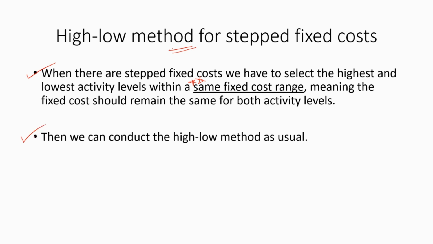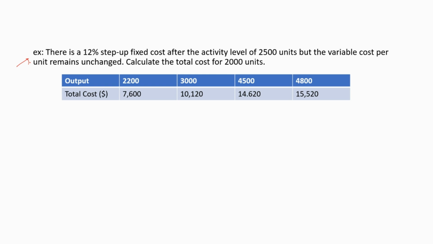Let's do an example. There is a 12% step up in fixed cost after the activity level of 2500 units, but the variable cost per unit remains unchanged. Calculate the total cost for 2000 units. Let's understand what they are saying here.